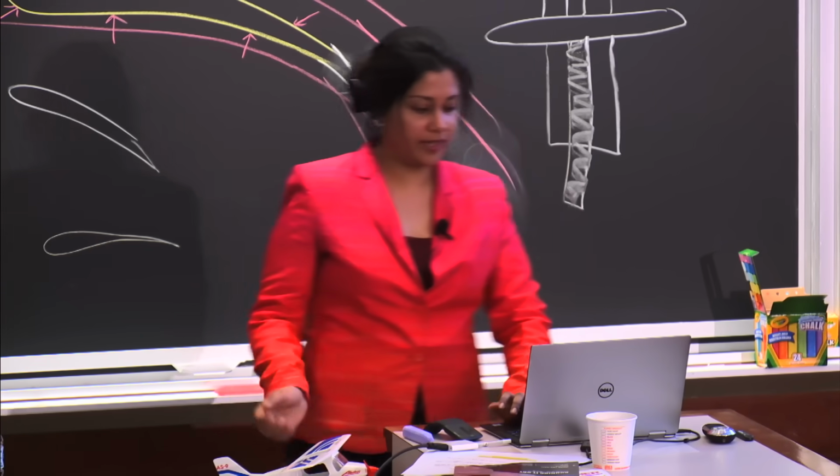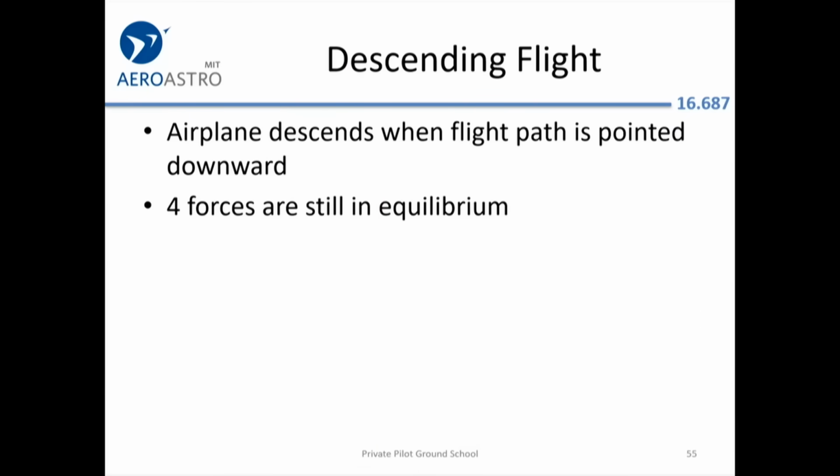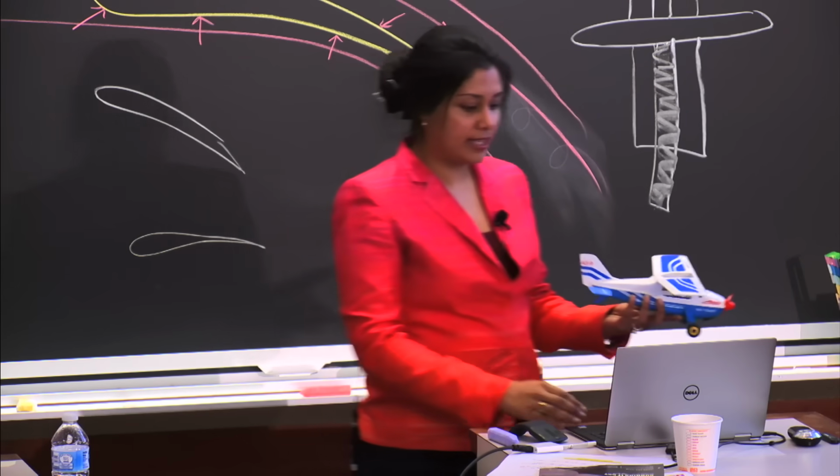One thing to talk about: we talked about climbing flight, F equals ma. Once you're done changing the velocity and you don't have a change in velocity, your forces are in equilibrium. The same is the case with a descending flight.